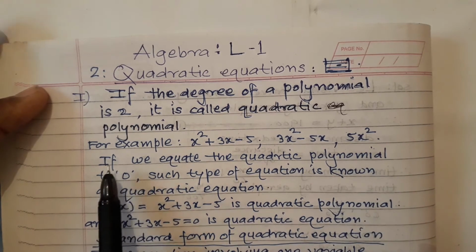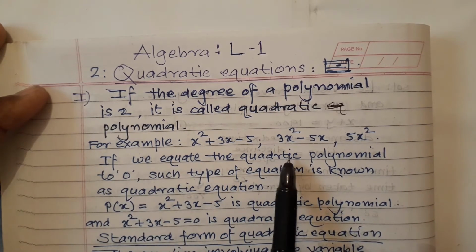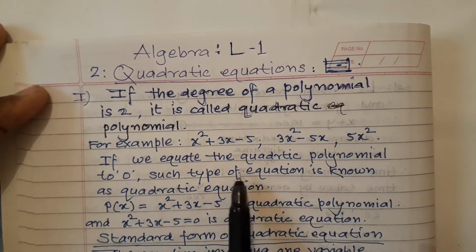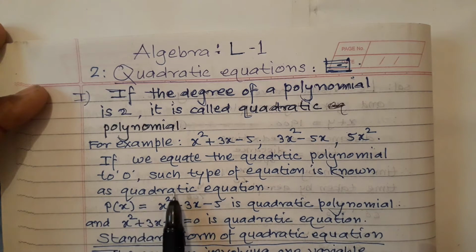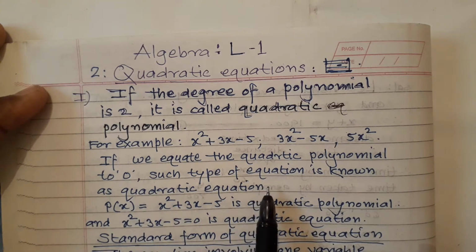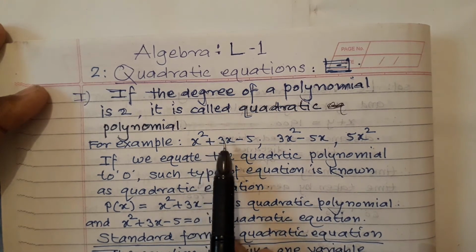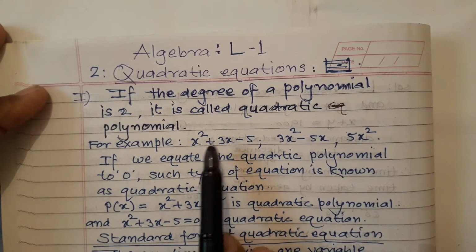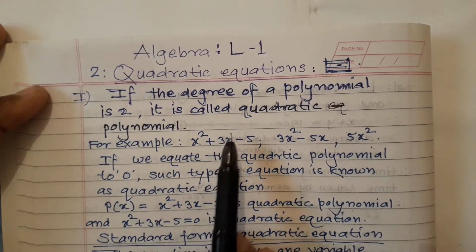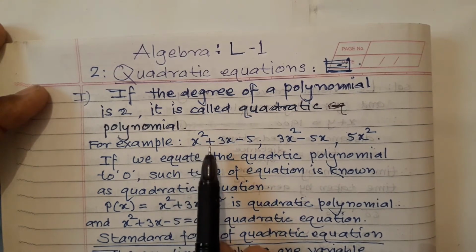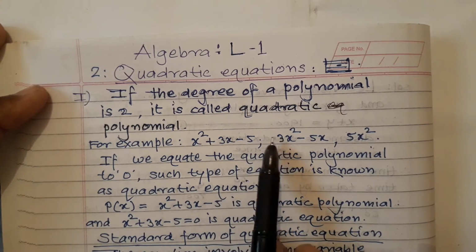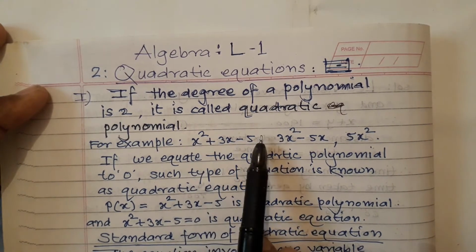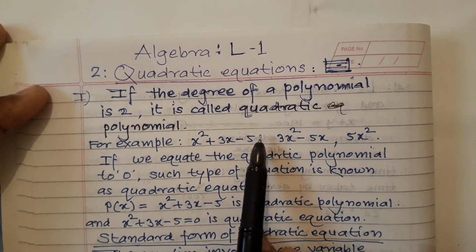Now, if we equate the quadratic polynomial to 0, such a type of equation is known as a quadratic equation. So x square plus 3x minus 5 is a quadratic polynomial, and if you equate this to 0, that means x square plus 3x minus 5 is equal to 0, then it is a quadratic equation.